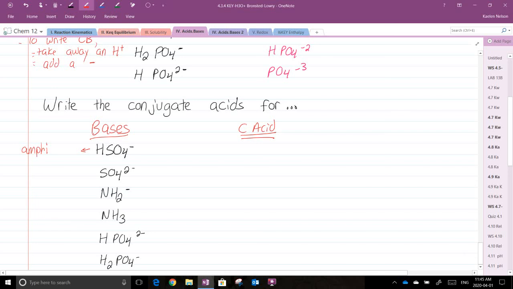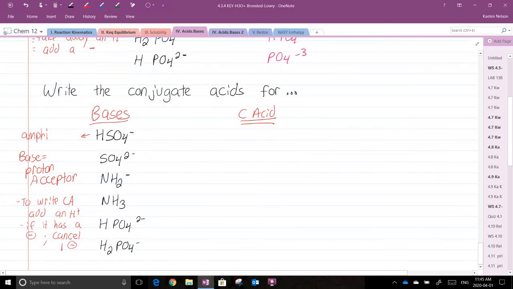Because they're automatically bases, they are going to accept protons. So a base is a proton acceptor. Okay, so to write your conjugate acid, you're going to add an H+, and if it has a minus, you're going to cancel one of them. Cancel one minus. Okay, so we'll do a couple examples of that.